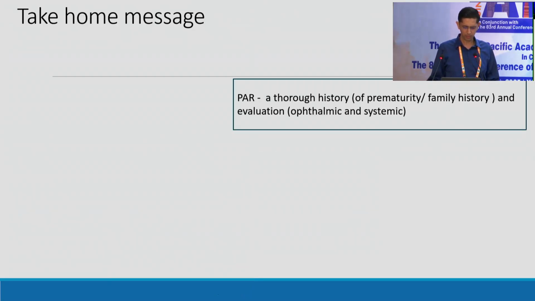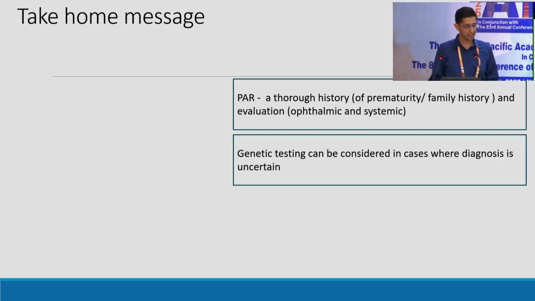So the take-home message is that when we see a peripheral avascular retina, we should have thorough history taking, and also a detailed systemic as well as ophthalmic evaluation. And genetic testing can be considered in cases where the diagnosis is uncertain or where the features do not add up to an expected diagnosis.